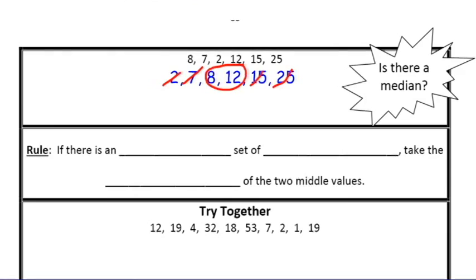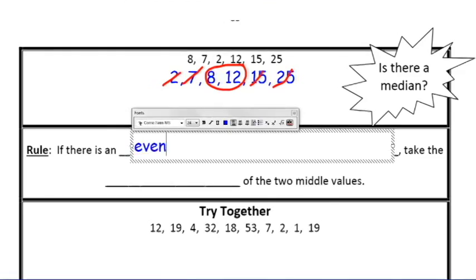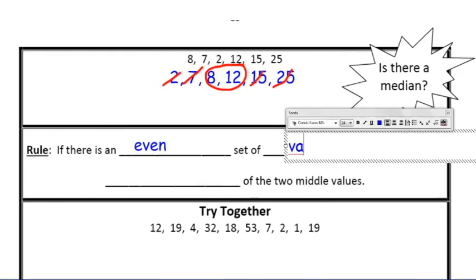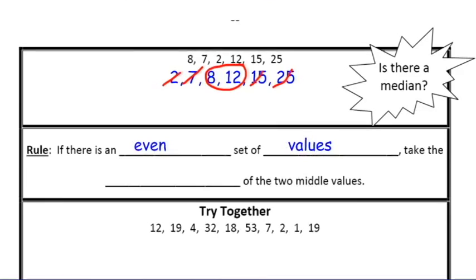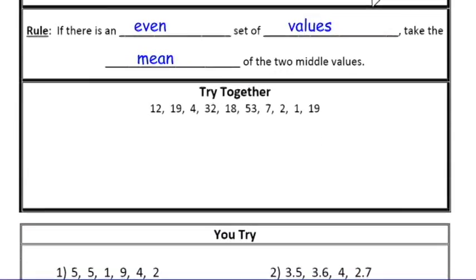So if there is an even set of values, take the mean of the middle values. I have two numbers in the middle, two values in the middle. I'm going to take the mean average we talked about in 6.1. I have not, until this point, seen an even set of values. Everything else, go back and check, has been an odd set. 5, 7, 9. So, I'm going to write these real quick in numeric order for us.